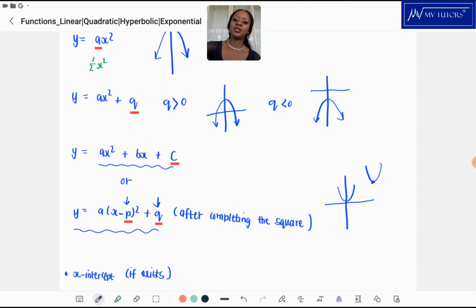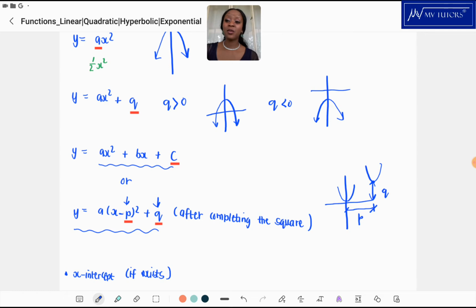Okay, that shift there indicates the horizontal shift, which is P, and this shift over here represents the vertical shift, which is Q. So now that's where we are in this lesson. We're dealing with parabolas that have shifted quite a lot.